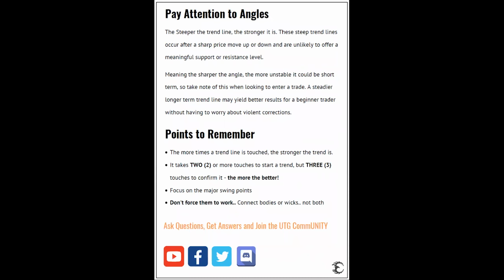A steadier long-term trend line may yield better results for a beginner trader without having to worry about violent corrections. And as we know, when you see very, very strong wicks, 10, 15, 20% wicks in a short period of time, a lot of the time we often see the market give that back in the next candle. We could wick up 40% and then wick back down 45%.